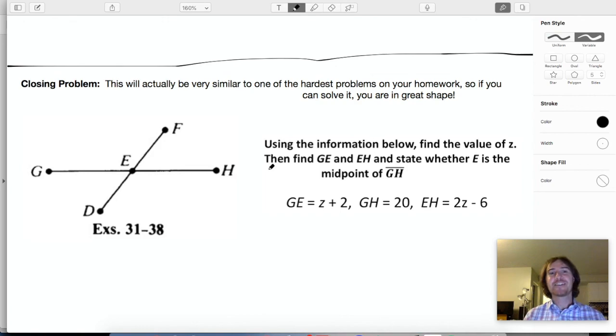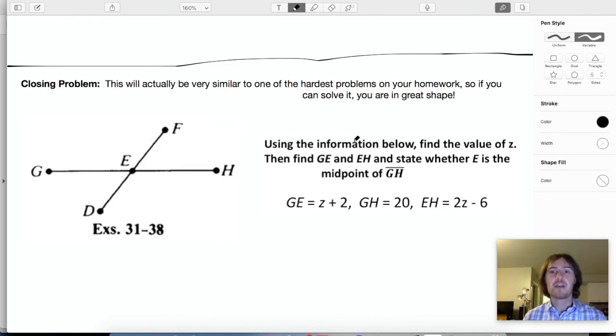Anyways, closing problem down here. This will actually be very similar to one of the hardest problems on your homework. So if you can solve it, hey, you're in great shape. The hard part really was just watching this video, taking notes, and feeling like you're in a position to do these problems. Give it a shot. So here, this says exercises 31 to 38. It's pretty late on the homework, so that's why I say it's one of the harder ones. So see if you can do this along with me here.